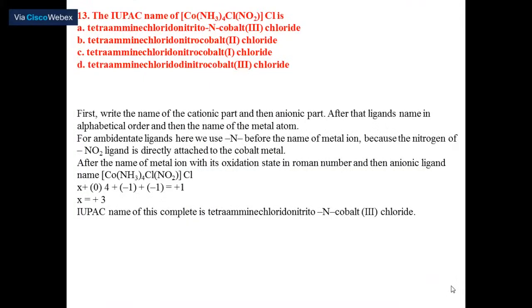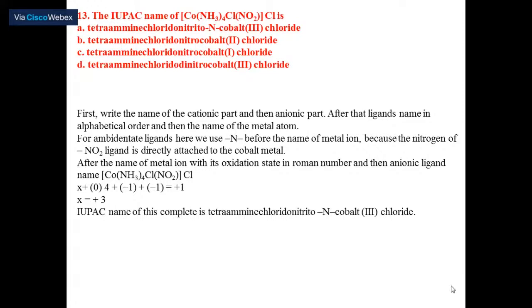So first we need to write the cationic complex, followed by the anionic part. After that we need to write the ligands' names, using prefixes. Ligands we have to write in alphabetical order. Prefix we have to use according to how many ligands are present, then the name of the metal, the central metal atom.